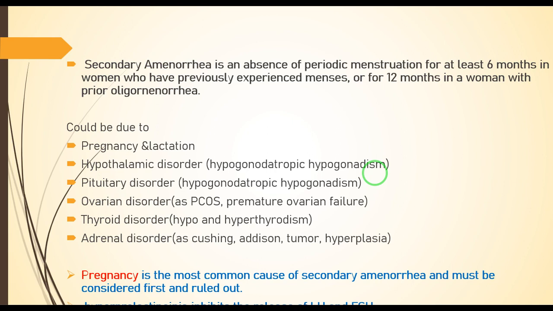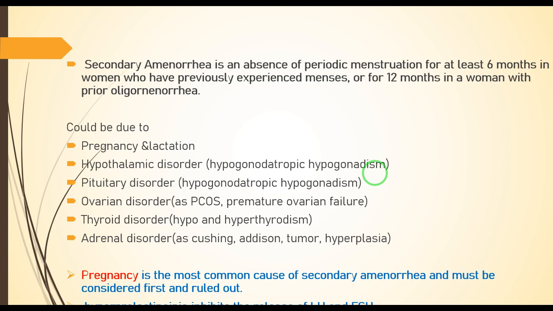Another cause of secondary amenorrhea may be adrenal disorder, for example Cushing syndrome or Addison disease, or any disease of the adrenal gland, maybe tumor or hyperplasia. Whatever the defect that causes a decrease or increase in the adrenal hormone production, it also may lead to secondary amenorrhea. All these defects can be assessed by measuring the hormonal level.